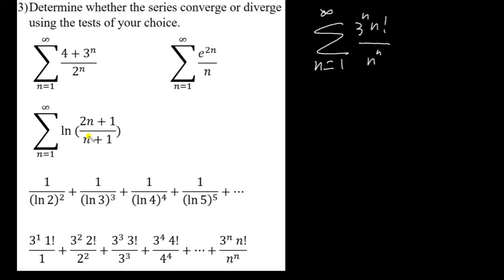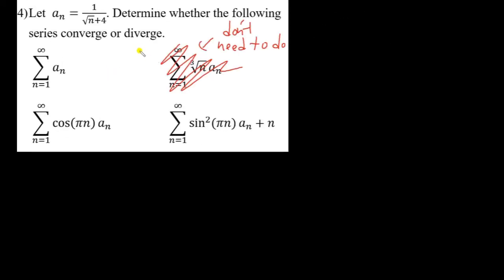Now let's look at the fourth question. Alright, fourth question. So we have let a sub n equals 1 over square root of n plus 4. Determine whether the following series converges or diverges. You'll notice that I marked this off in red saying you don't need to do it, because I realized that this and this are pretty much the exact same thing, just with this added on. It doesn't really make a difference to the problem, so I just told you not to waste your time with that. Anyway, let's look at this.